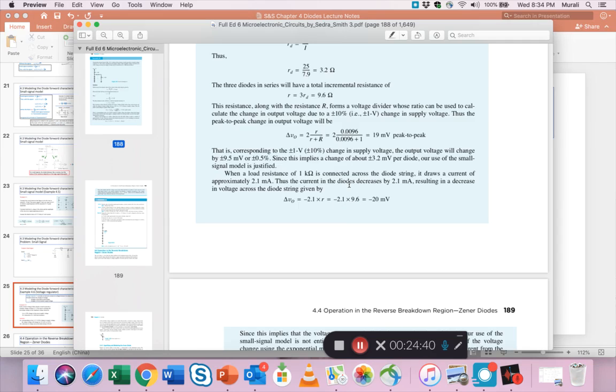worst case change of 10% in the supply voltage. So with the supply voltage changing and the load resistance, you still only have a drop of minus 20 millivolts, which is pretty nice.